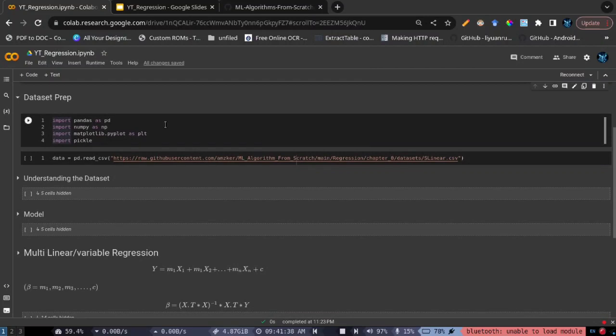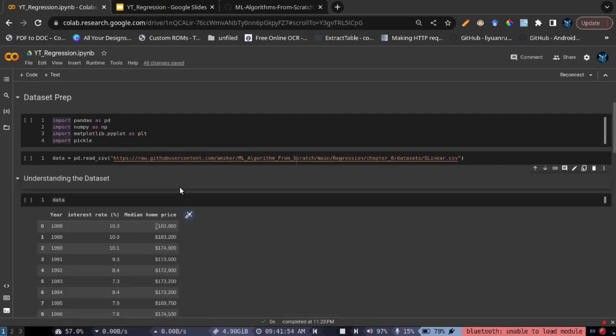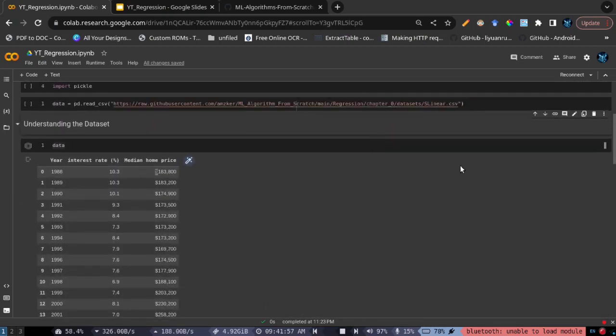So first let's import the basics: pandas, numpy, matplotlib. I also want to show you how to save the model which you have created from scratch. This is our data set, so let's understand it. What we have in our data set is the interest rate and the median home price. I want you to predict the median home price depending on the interest rate. You can of course use years also, but years do not describe anything numerically, other than that they are increasing, so we did not take them into the relationship.